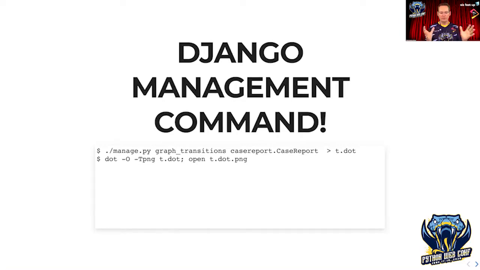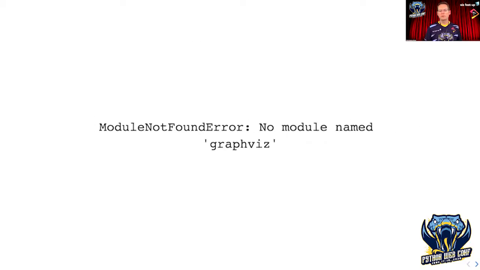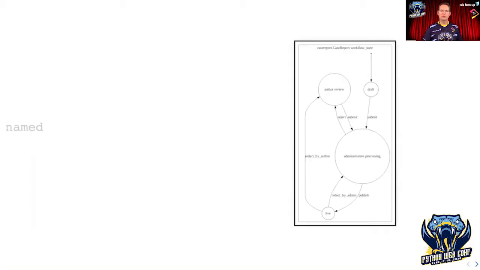And then with that dot file, you can now produce a PNG file, so you can view that image. The one thing you've got to be careful of is if you get module not found graphviz, you may not have graphviz as part of your standard Django project. But if you add it as a dev dependency, so it's only installed locally when you're building this, you can now produce beautiful images like this.